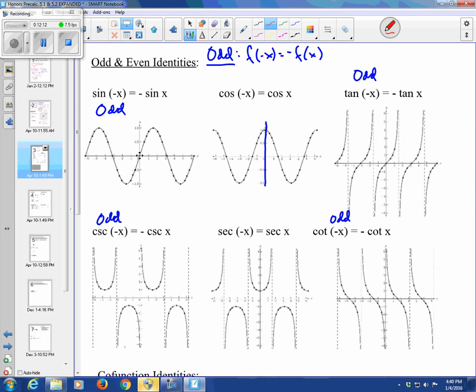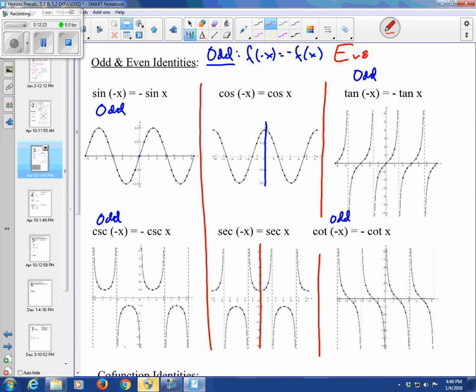Right here, we can see that cosine and secant are even trig functions. They're both symmetric with respect to the y-axis. So by the definition of an even function, we know that when we plug a negative x into an even function, so f of negative x, we get the function back. It's the same as plugging in a positive x. So we know that cosine of negative x equals cosine of x, and secant of negative x would equal secant of x. Right? So that's basically a way for us to deal with negative rotations inside our trig functions.